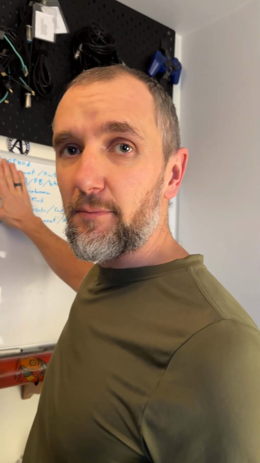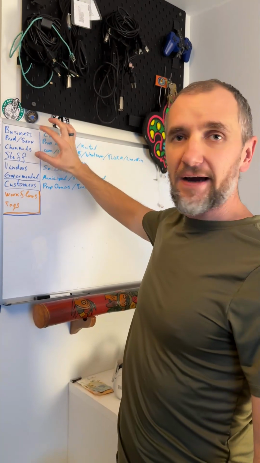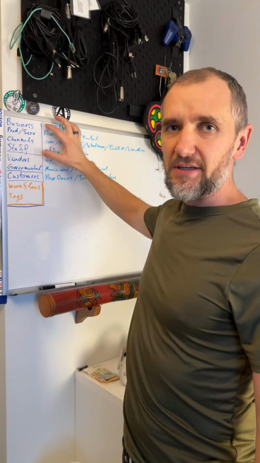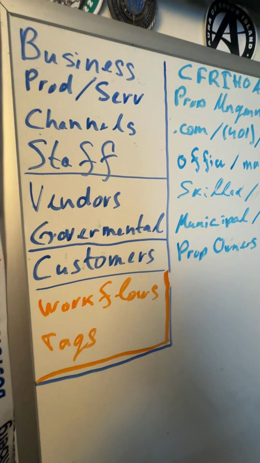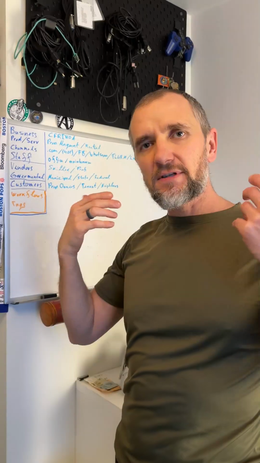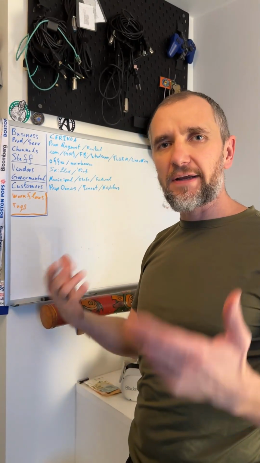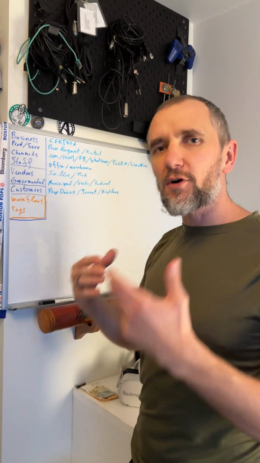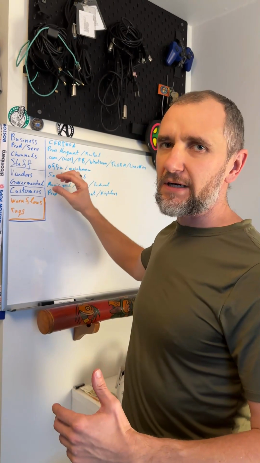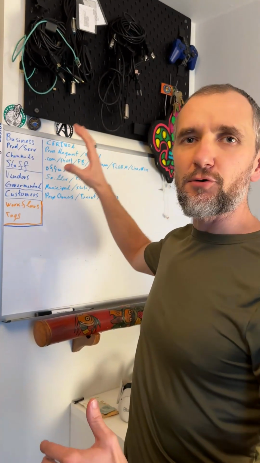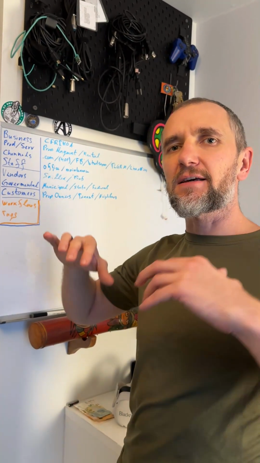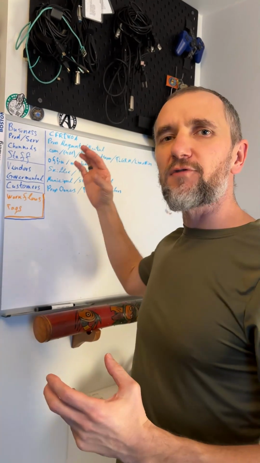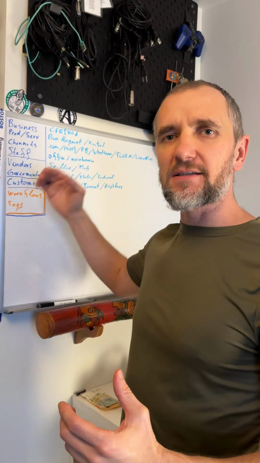This is the template that I'm using, and it divides into multiple boxes: business, product and service, channels, staff, vendors, governmental, and customers. Typical business sense, when you are creating the business, of course, you want to think about the customer first. But for the workflow design, you want to put the customer on the bottom because you want to understand the products and services and everything that comes within the office work before you start addressing the customer needs.